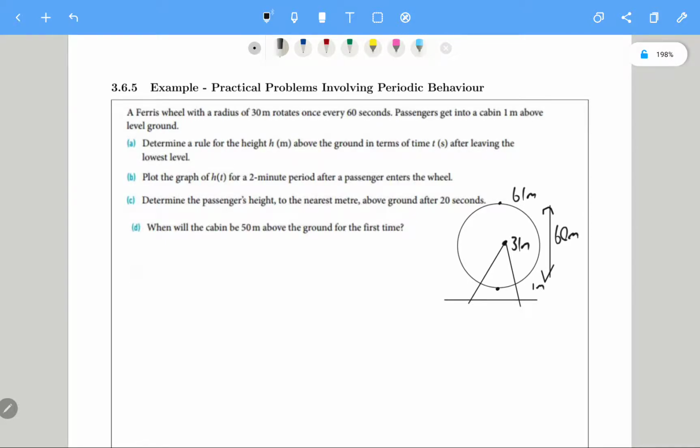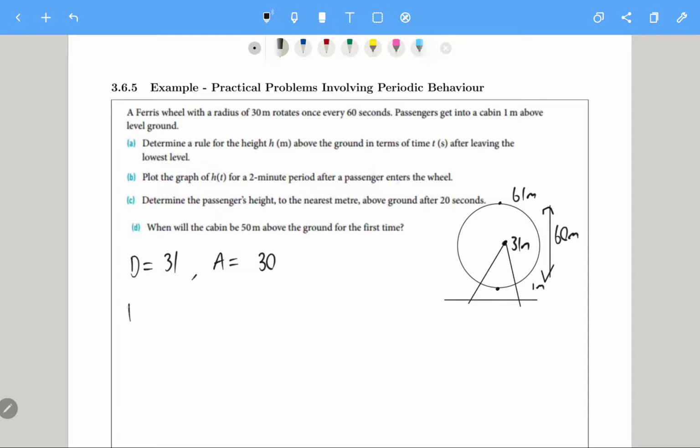So this tells us a lot of information. First of all, it tells us our median value, 31, because it's halfway in between the minimum and the maximum. The a value is going to be 30, because that is the distance between the median and the maximum, or the median and the minimum.